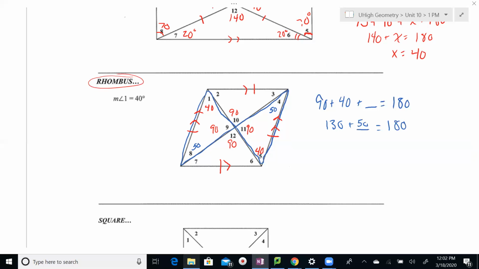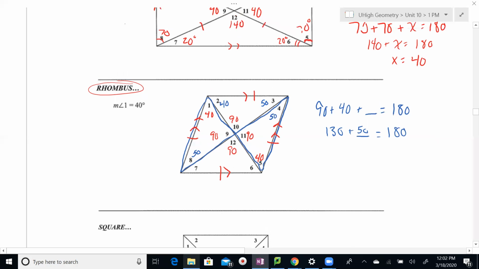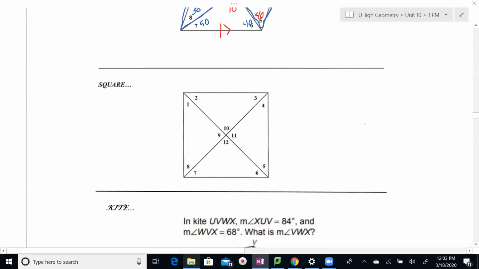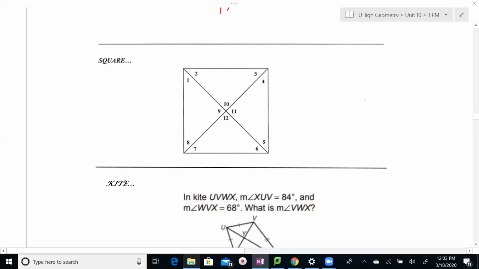So I can know that if angle 1 is 40 degrees, angle 2 is 40 degrees. Angle 4 is 50 degrees. Angle 3 is 50 degrees. Angle 5 is 40 degrees. Angle 6 is 40 degrees. And if angle 8 is 50 degrees, angle 7 is 50 degrees. And there we go. We found all of those angle measures. All right. We have 2 more that we'll run through really quick.